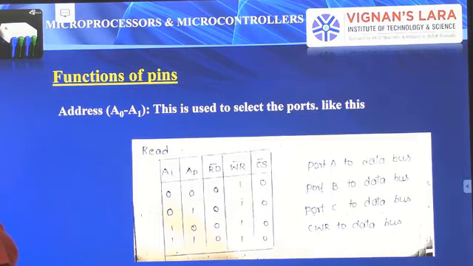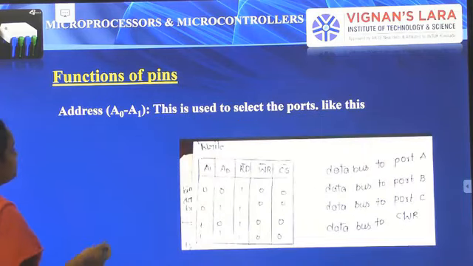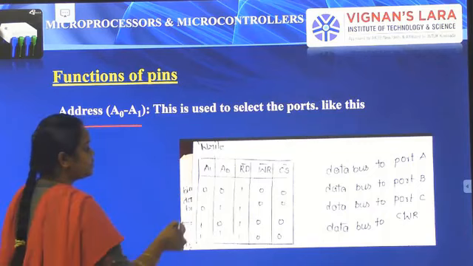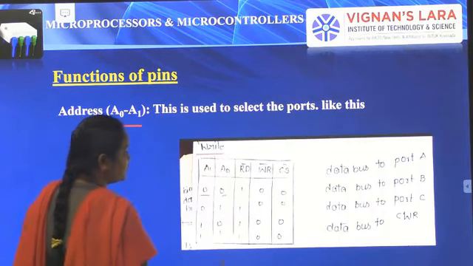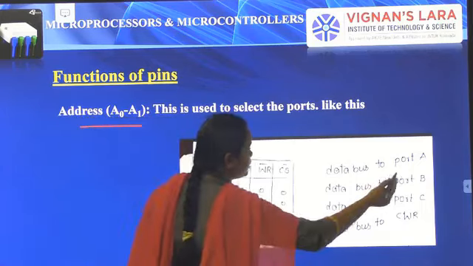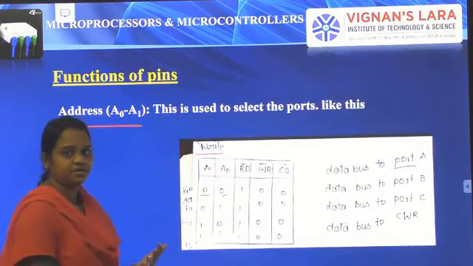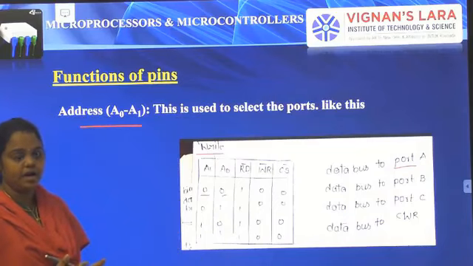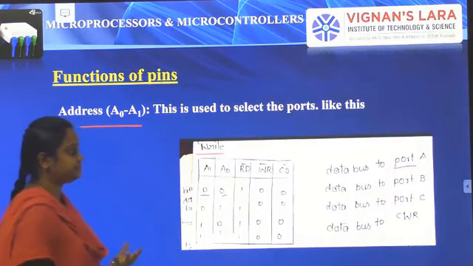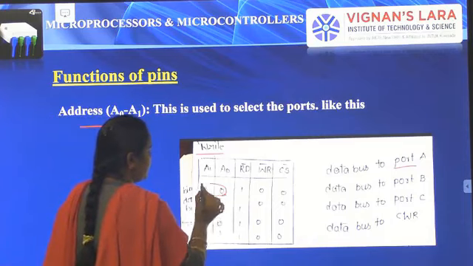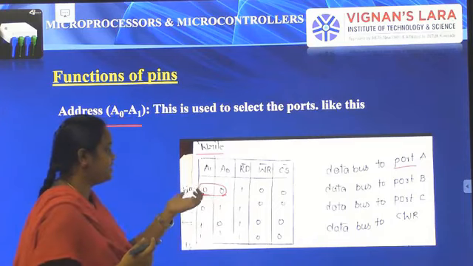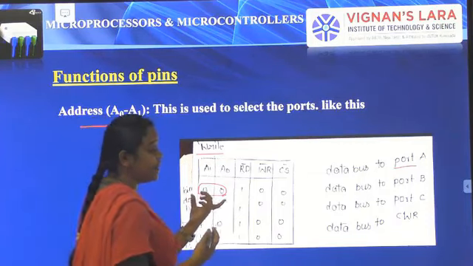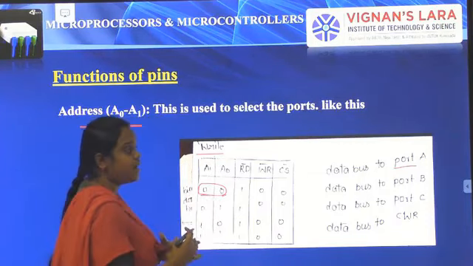Coming to the write operation, A0 and A1 are used to select the ports like this. So for the write operation, whenever 0, 0, we already know, it is data bus to port A. Write operation means we are going to take the data from the 8086 microprocessor to the input output devices. Whenever A1 is 0 and A0 is 0, it carries the information to the input output devices through port A.